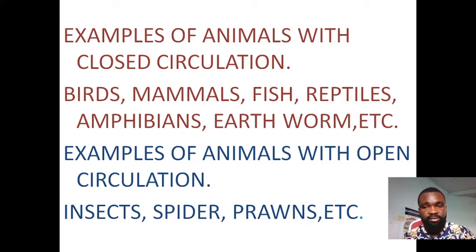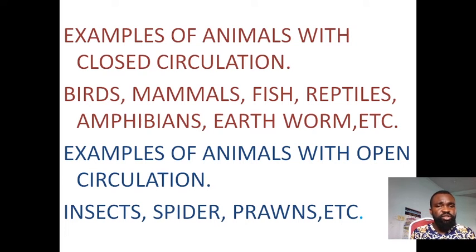From the reptiles, we have the snakes, the lizards, and so on. These are all under the reptiles. The amphibians, the frogs, the toads, and so on. These are the amphibians. Then we also have earthworms. These are animals that undergo the closed circulatory system.